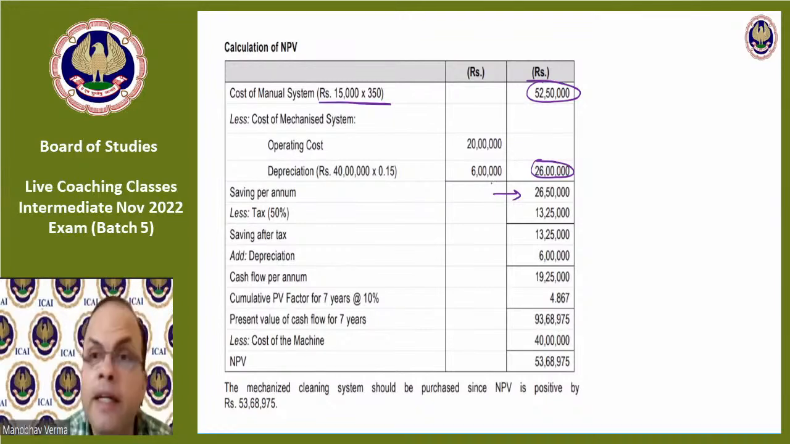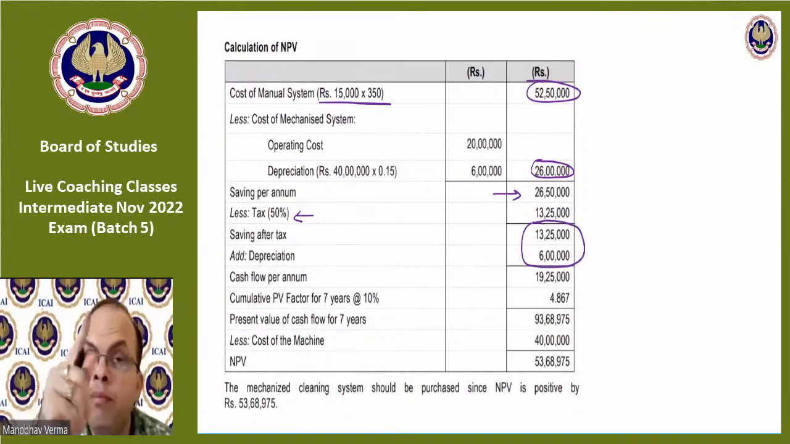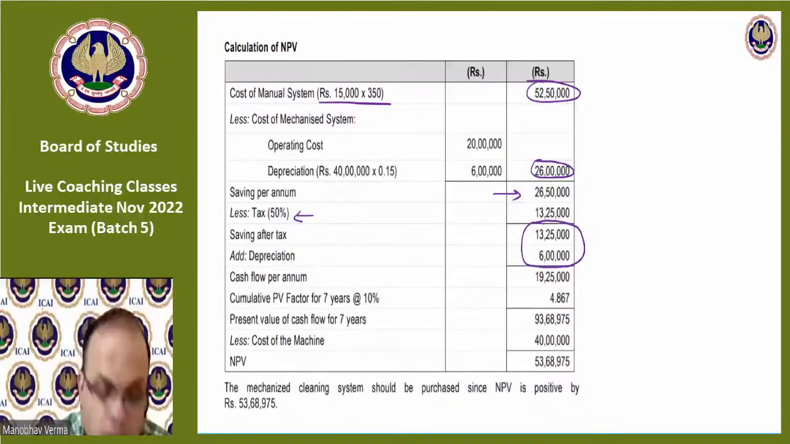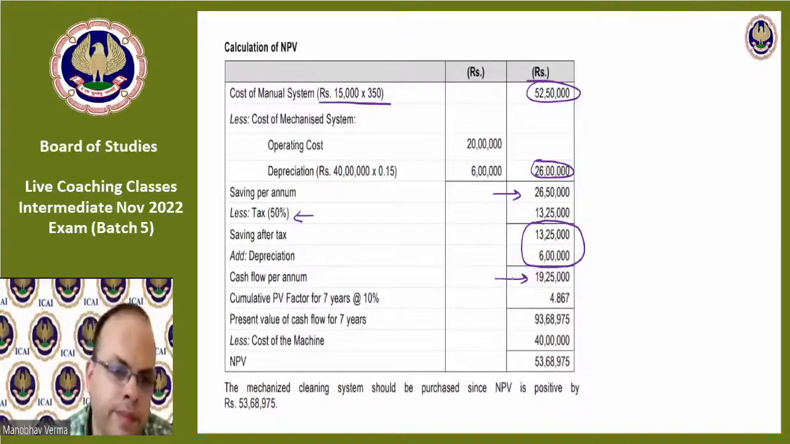Now, someone may ask, why were you considering the depreciation? Because we will be taking care of the tax shield. So if there is a savings, will there be a tax outflow? Tax is huge here, 50%. So that means savings after tax is only 13,25,000, and then we add back the depreciation. Remember my methods of depreciation, method 1 here. So we add back the depreciation and hence the cash flow per annum is 19,25,000.